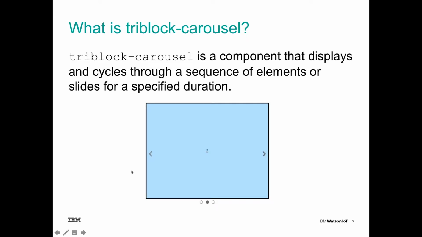What is triblock-carousel? A triblock-carousel is a container that contains an array of items which show and slide each item at a time, and continue through all of the items sequentially. Let's jump to our code to see how to set up the component.